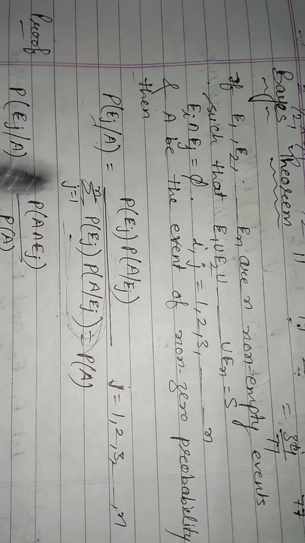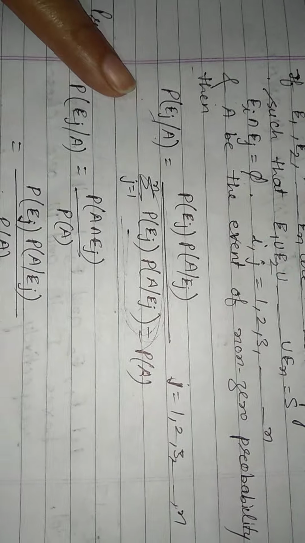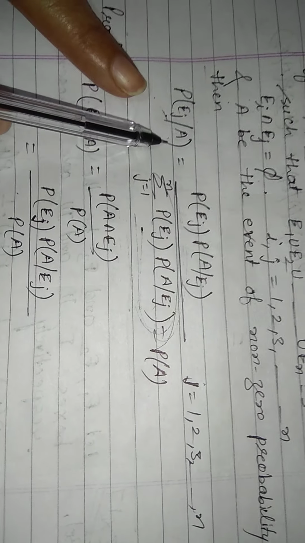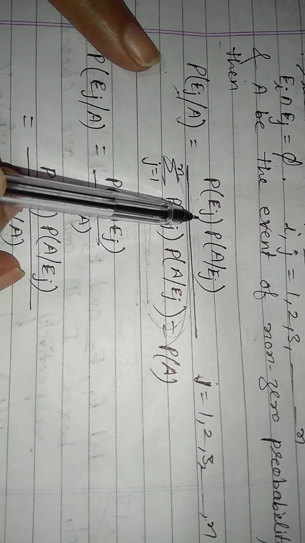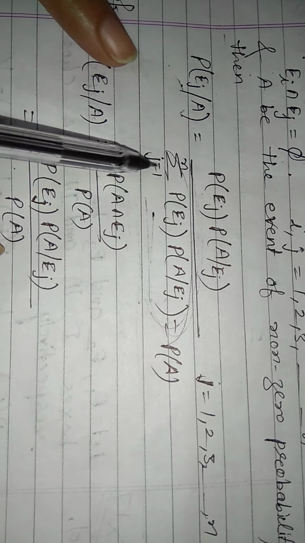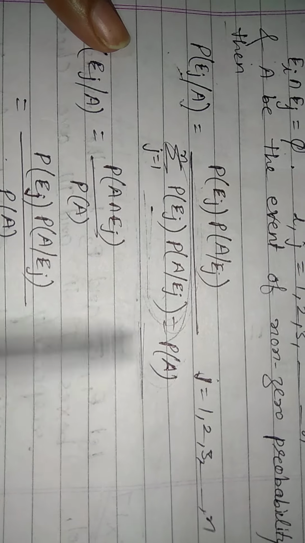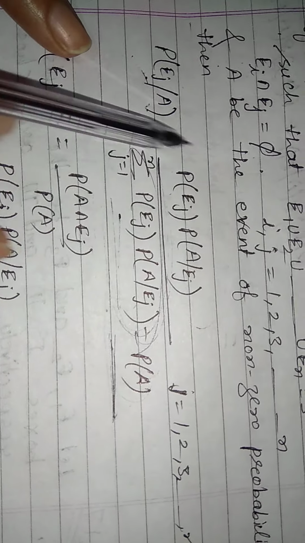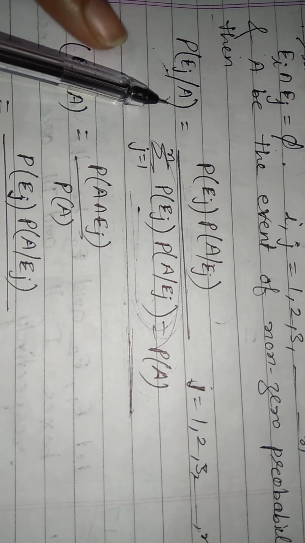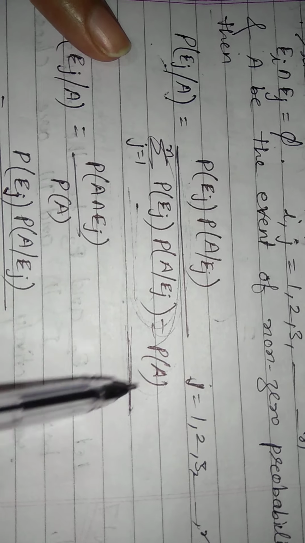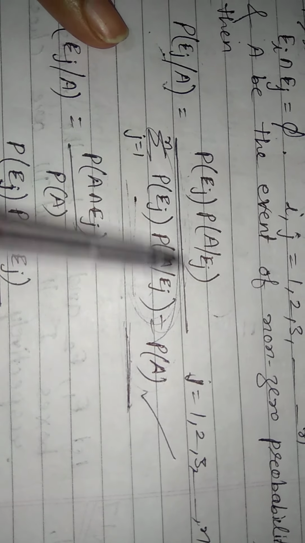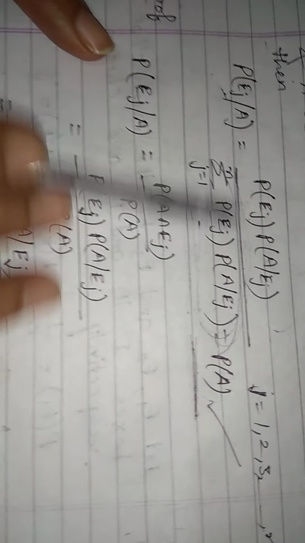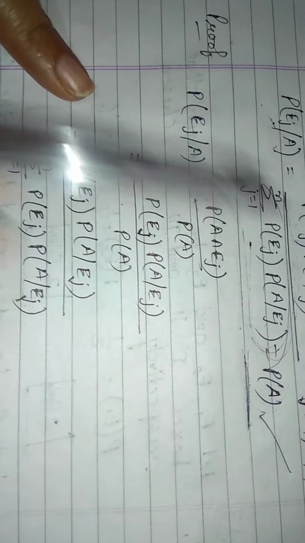Now, what is Bayes theorem? We will discuss it with an example. P(Ej|A) is equal to P(Ej) into P(A|Ej) upon P(A). This is total probability and this is favorable. जैसे हम probability निकालते हैं ऊपर favorable outcomes आते हैं और नीचे क्या आते हैं total. So P(A) is total and this is favorable. So we will discuss it by example.